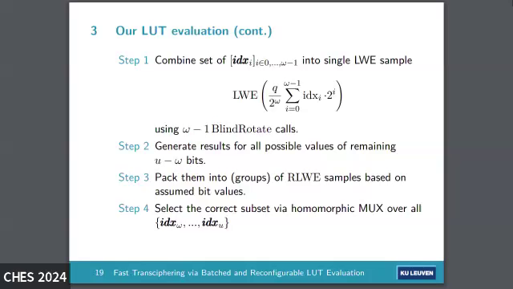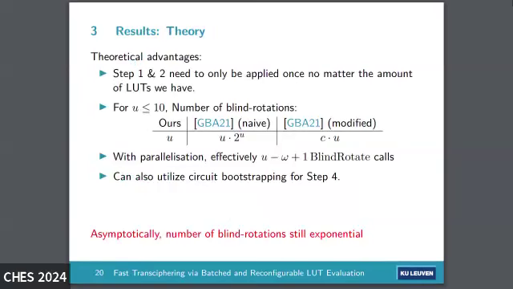So again, we generate all possible outputs based on the first omega bits, and in the second stage, we select the correct subset of that. So what are the theoretical advantages of all of this? Well, no matter how many binary lookup tables we have, the first two steps only need to be done once. Otherwise, you just keep on multiplying by polynomials, which compared to everything else is very cheap. And if the number of digits is less than 10, then in our case, it's going to be very easy to find parameters with very high success rate, and which only need a linear amount of blind rotations, as opposed to either exponential or some linear amount.